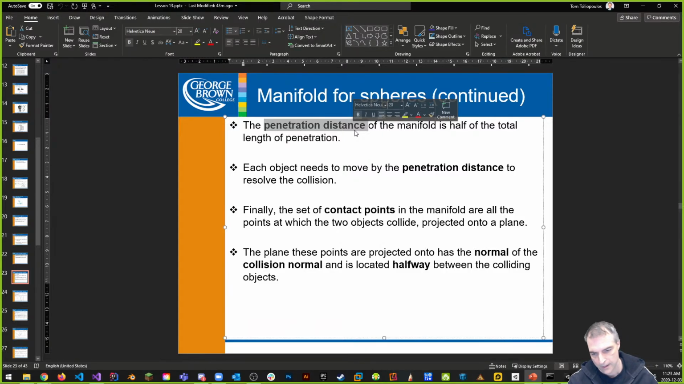Okay. Finally, we need to get this idea of a set of contact points in the manifold, which is all the points that the two objects collide with, right? Because you're going to maybe have a bunch of vertices that overlap. Okay, so contact points.